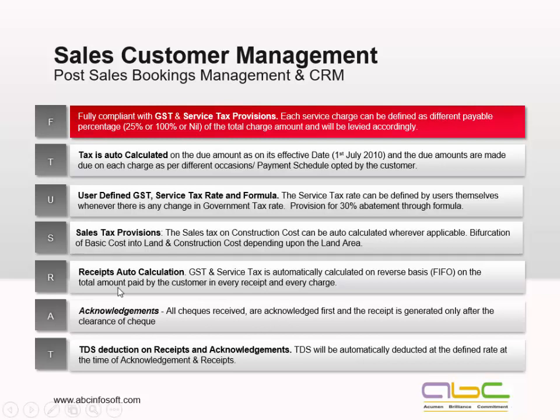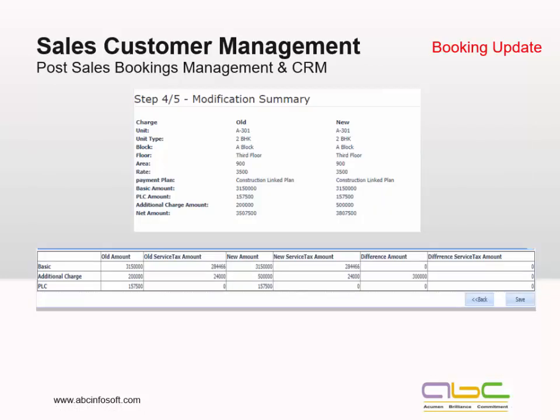Then we have an option for receipts auto calculation, where whenever we receive a payment, the system will automatically, on the basis of FIFO, first in, first out, adjust the receipts and the tax accordingly. Acknowledgements, TDS deduction on receipts and acknowledgement. If the booking is more than 50 lakhs, automatically 1% TDS would be deducted.